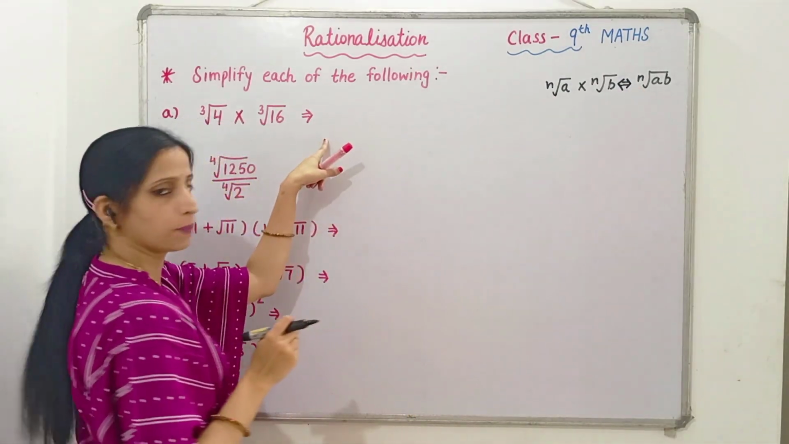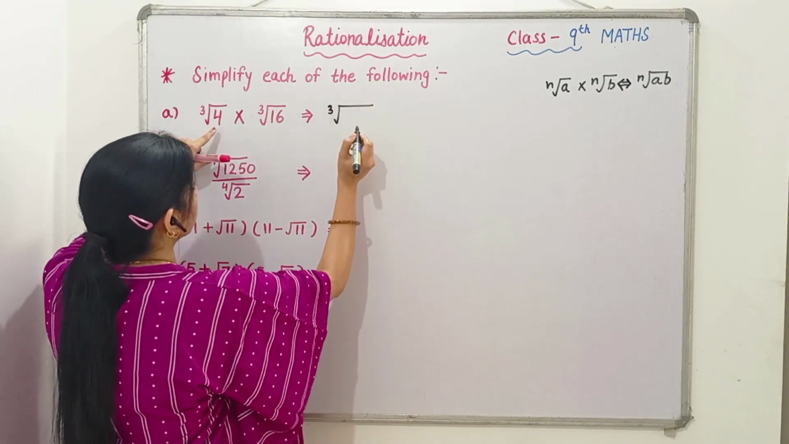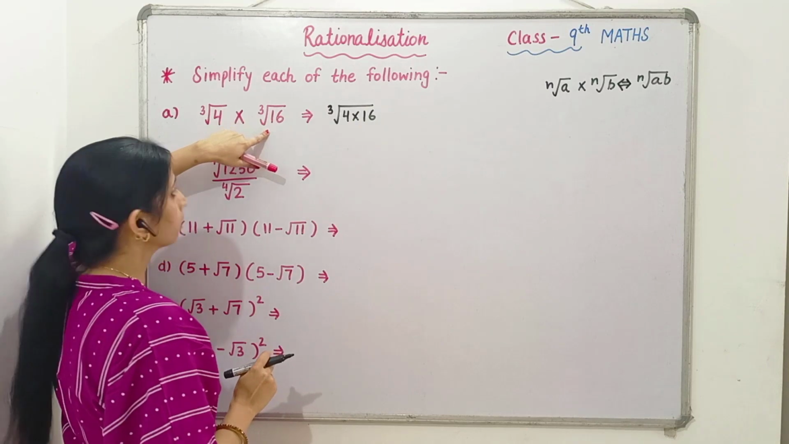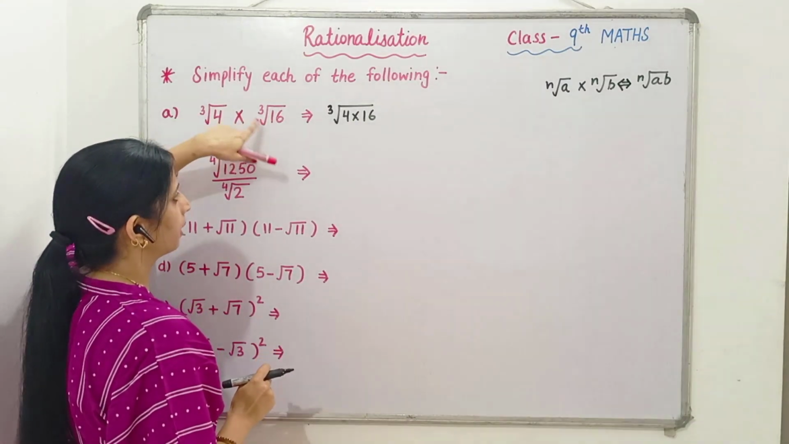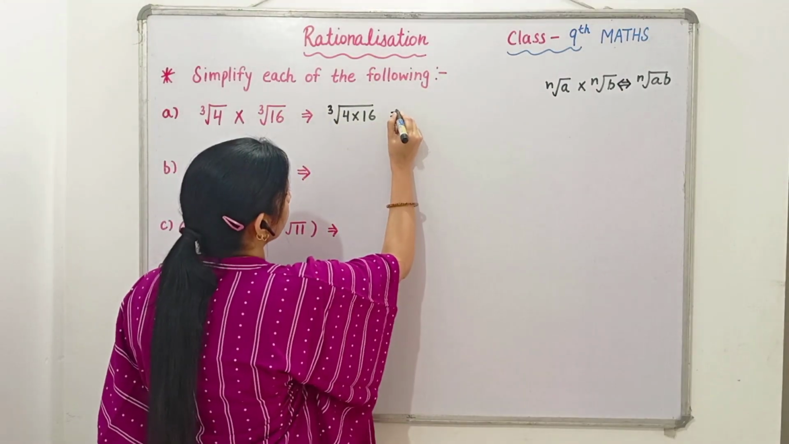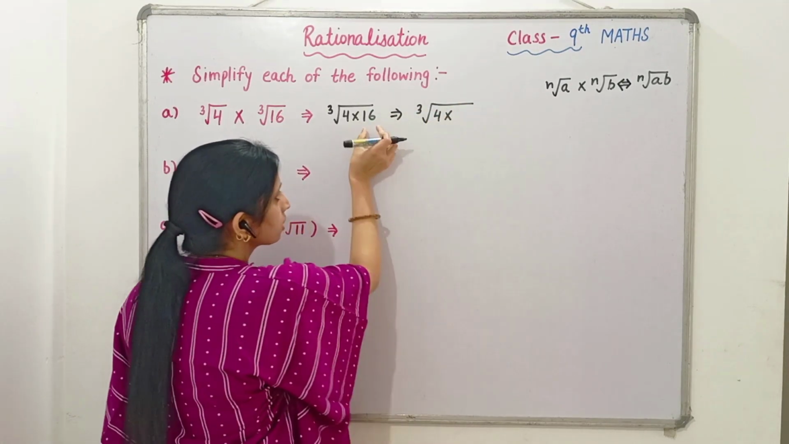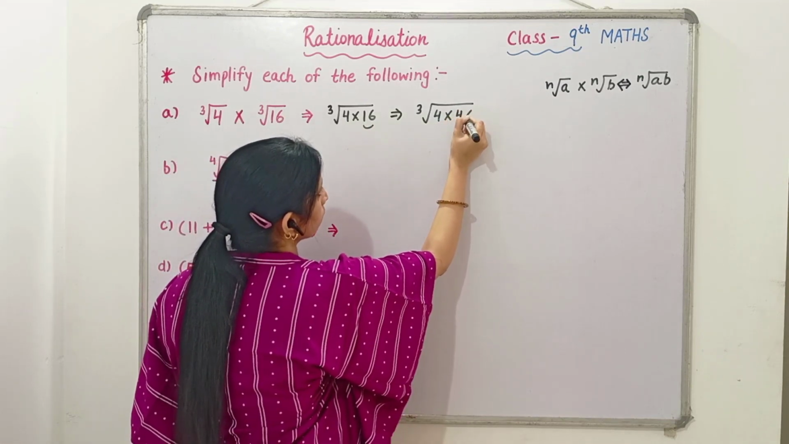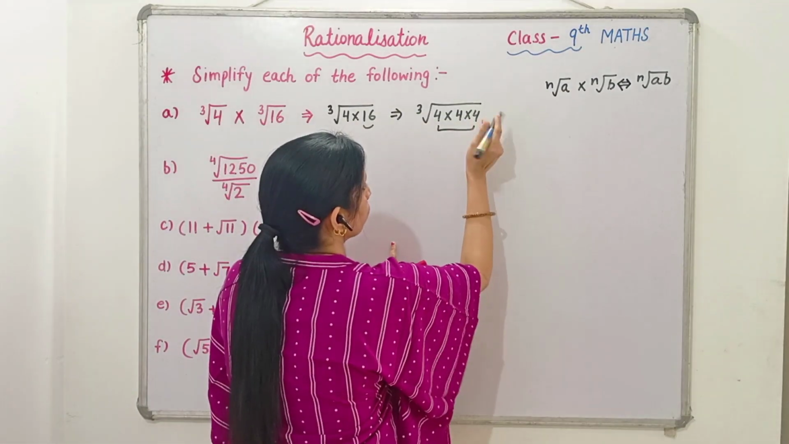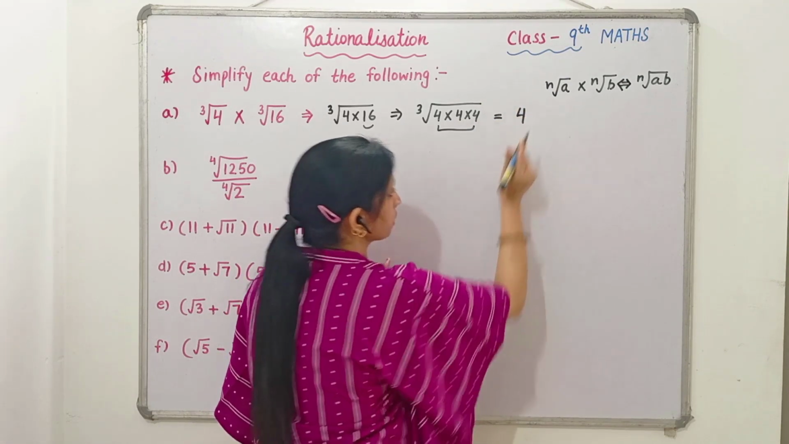Now let's apply this property here. It is 3. I am writing here. Now root 4 multiplied by 16. We are doing, in place of n root a multiplied by n root b, we are using n root ab. Now we can write it like this: 4, and 16 we can write as 4 into 4. This means now 4 is coming 3 times. This will be the cube root of 4 cubed. So answer will be 4.